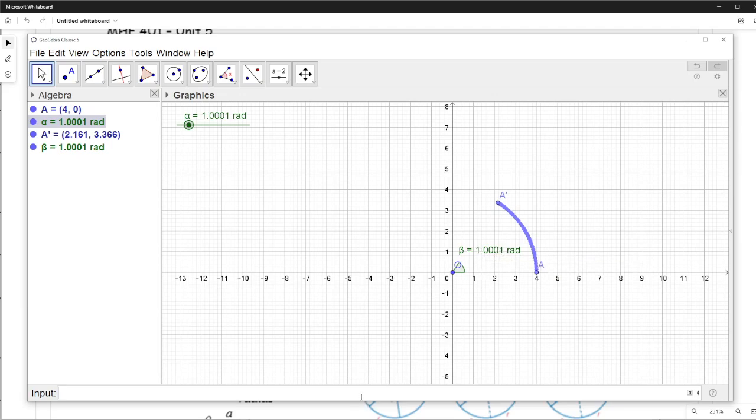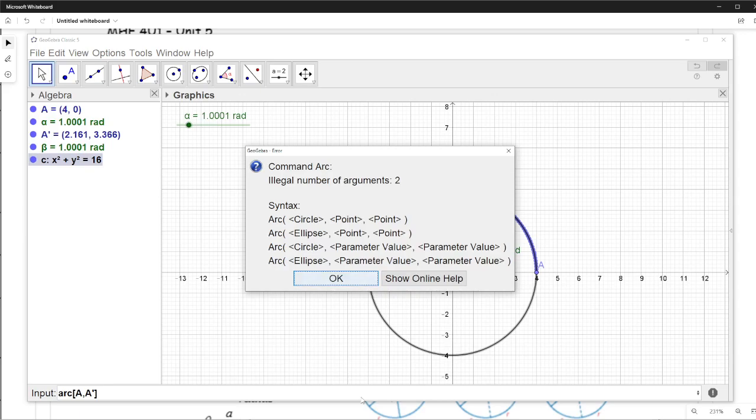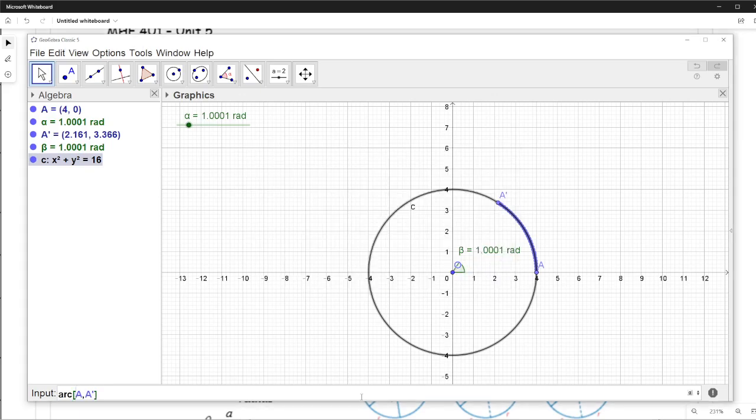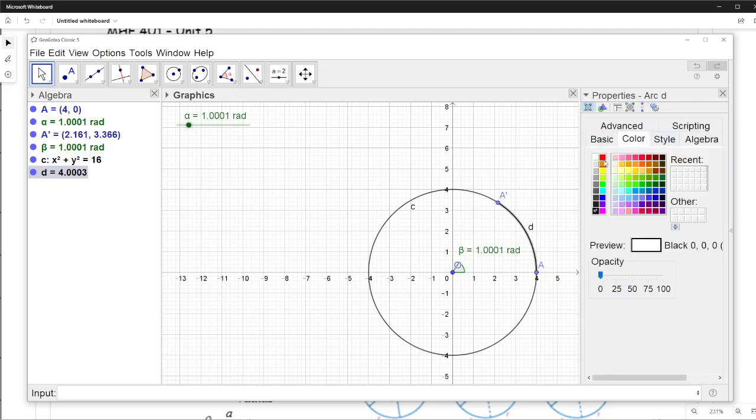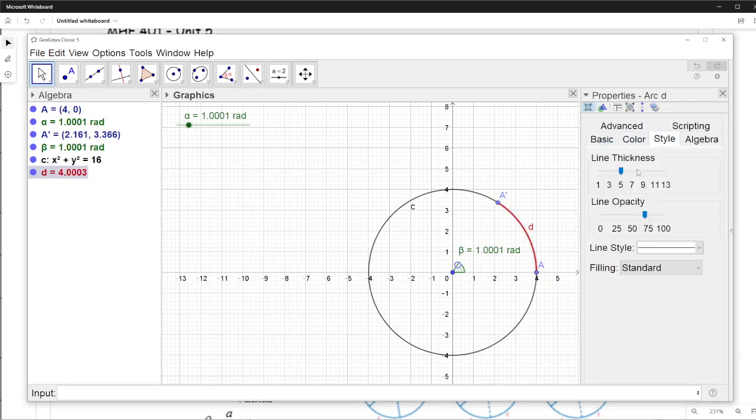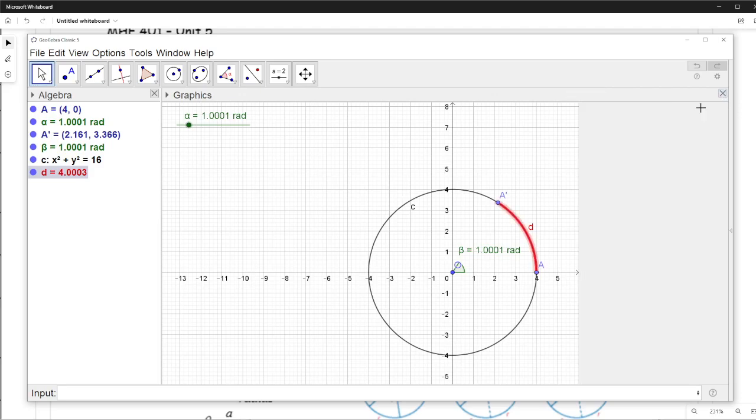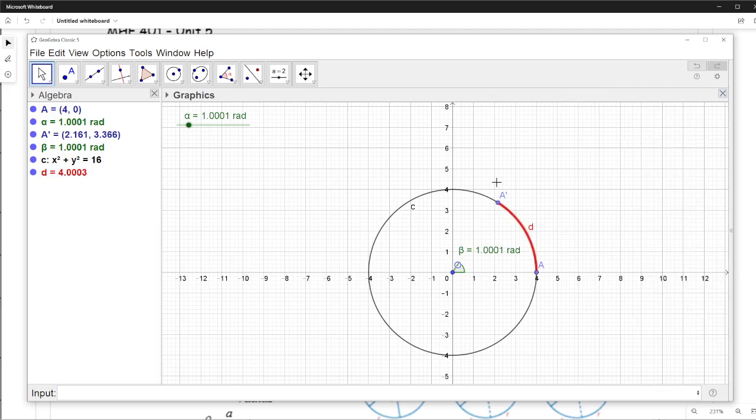Now, if I draw my circle here, I'm going to draw a circle centered at point O with radius 4. And then I'm going to measure the arc. The arc is between A and A prime. Sorry, I need to tell it the circle first. So the circle is C, and then the arc is from A to A prime. Now, look at the arc that I drew. Let's just change its color, and we'll blow it up a bit. So make it red, and we'll just thicken it up. So this is the arc that joins, excuse me, A to A prime.